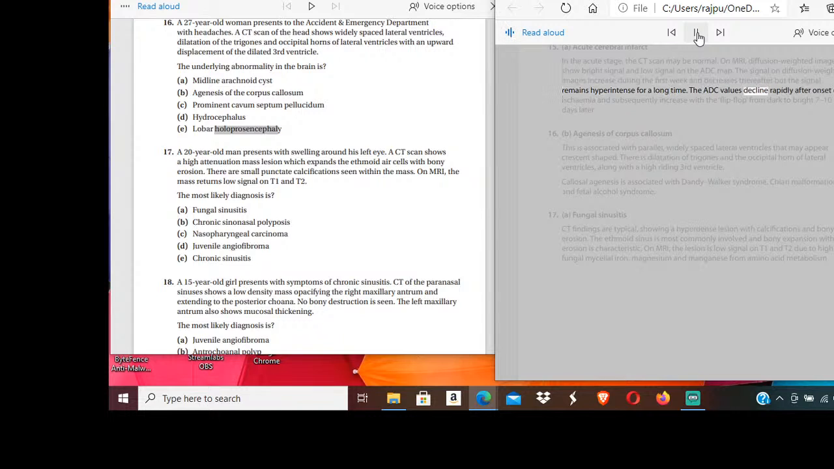The ADC values decline rapidly after onset of ischemia and subsequently increase, with the flip-flop from dark to bright 7-10 days later. 16. B. Agenesis of corpus callosum.